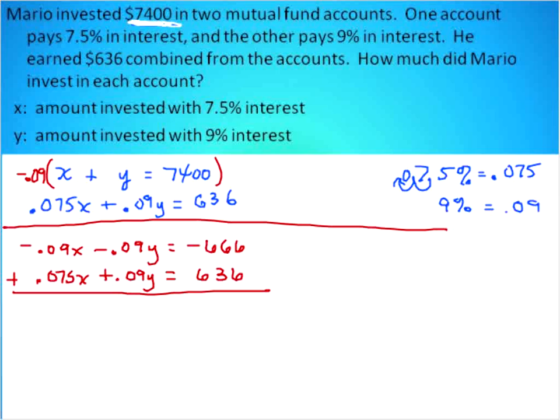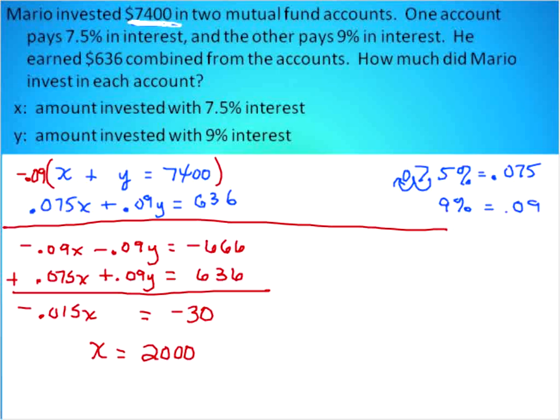So add: negative 0.09x plus 0.075x is negative 0.015x. The y's cancel, and that's going to be equal to negative 666 plus 636, which gives you negative 30. Dividing both sides by negative 0.015 will give us x equal to $2,000. So that is the amount invested with 7.5% interest.